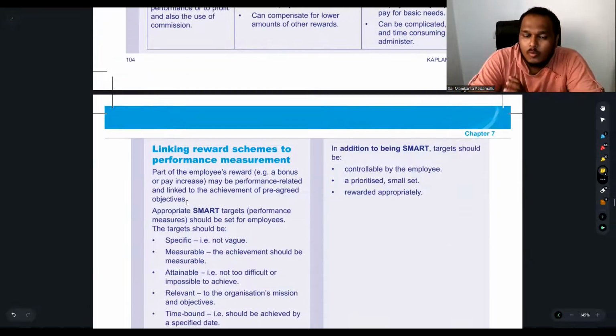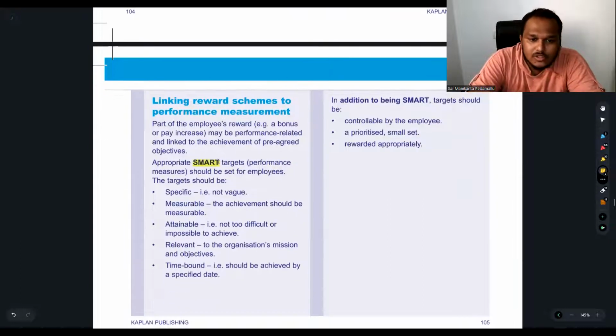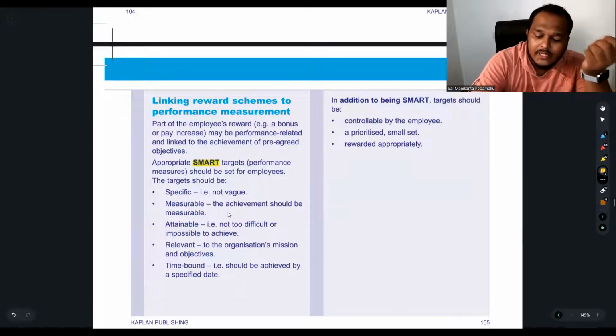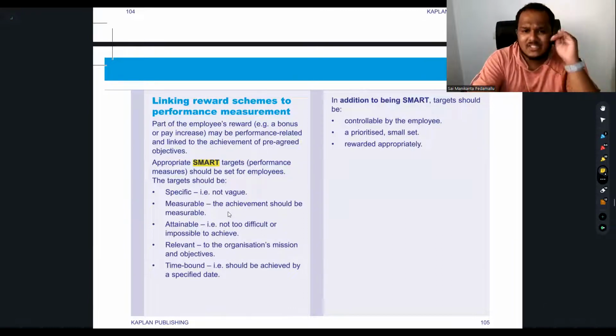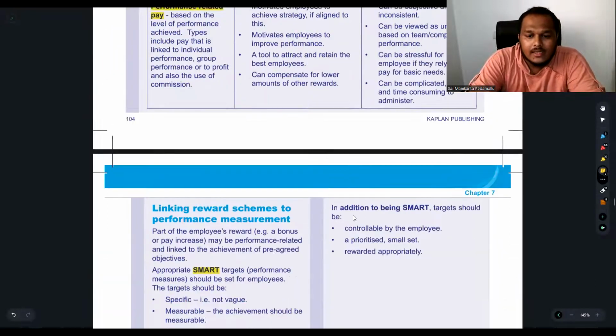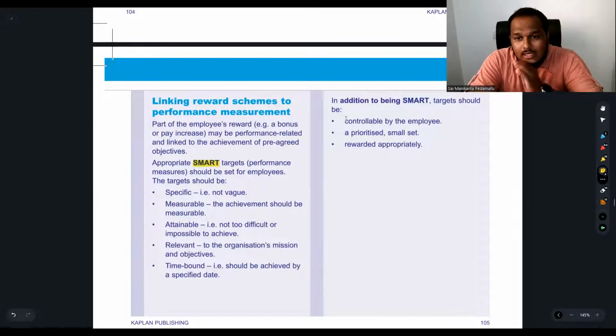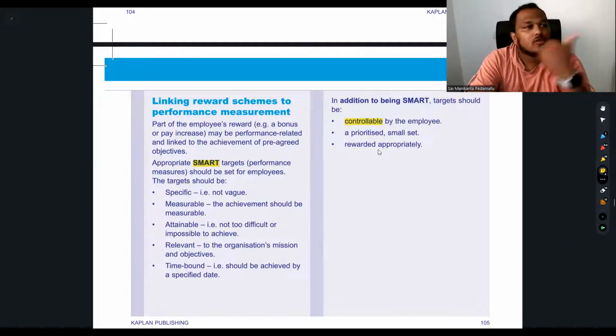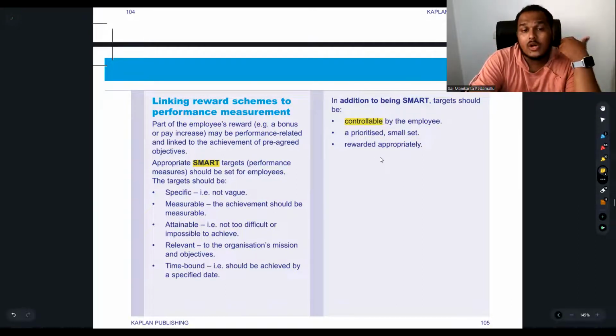And whenever you are talking about this kind of rewards, they should be linked to a performance measurement. We already learned about SMART objectives: specific, measurable, achievable, relevant, and time bound. So these 5 types of targets should be there. You give them a proper target and say that if you meet this target, then you'll get this much bonus. So keep it straight, keep it transparent, keep it clear when it comes to performance related pay. And also, most important, the targets that you are setting should be controllable by the employee, as in their performance should either give them the bonus or not give them the bonus. There should not be anything out of their control.